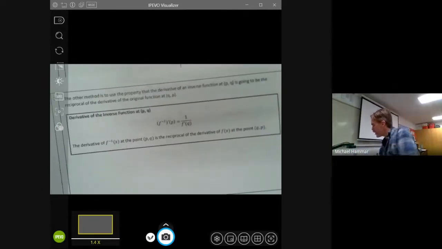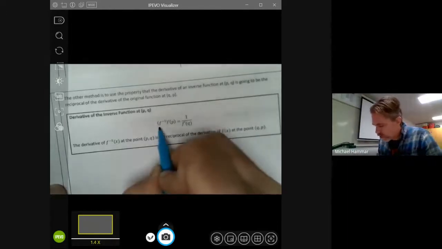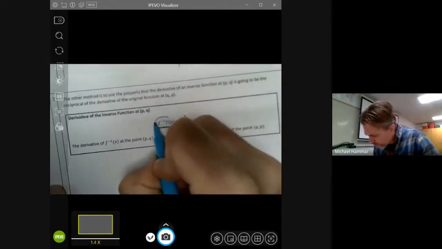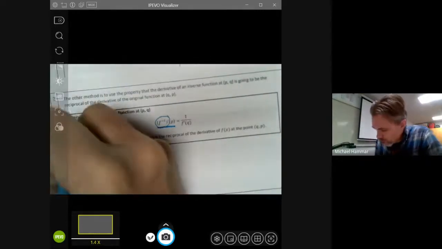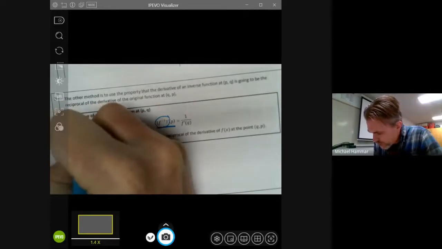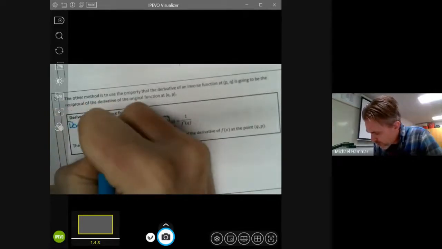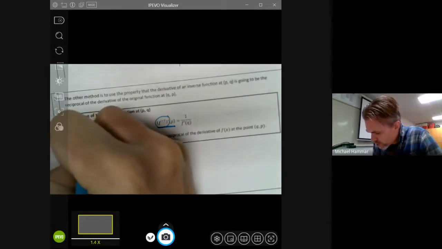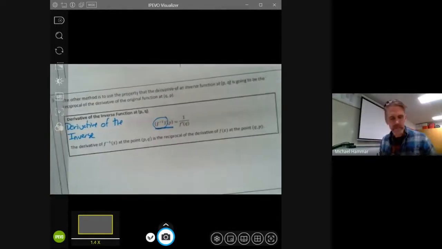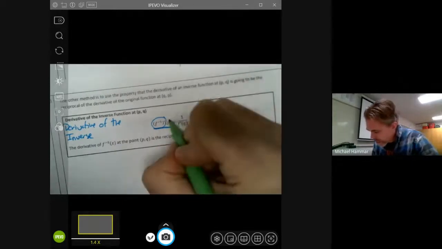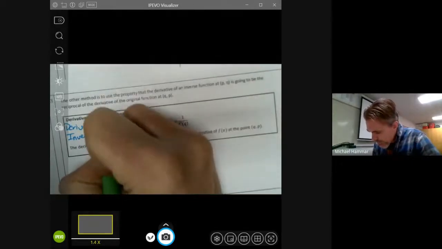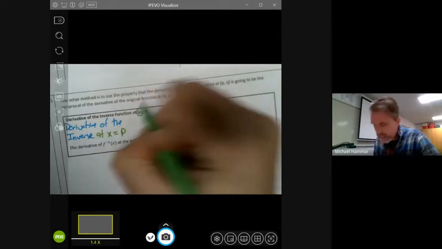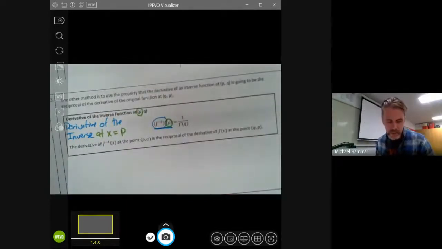The thing I would like you to note is what it's saying on this side. First of all, we have this little piece right here. What that says is the derivative of the inverse. And this part right here is at x equals p. And notice p is the x coordinate of the original point.